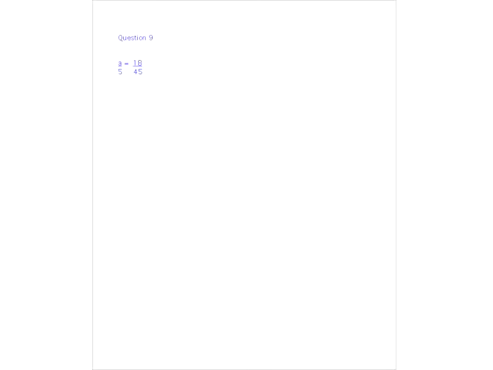Alright, so how about this question? Can somebody tell me what the answer would be for this one? Okay, it should say a over 5 equals 18 over 45. So if you want to just write that down on a piece of paper. A over 5 equals 18 over 45.